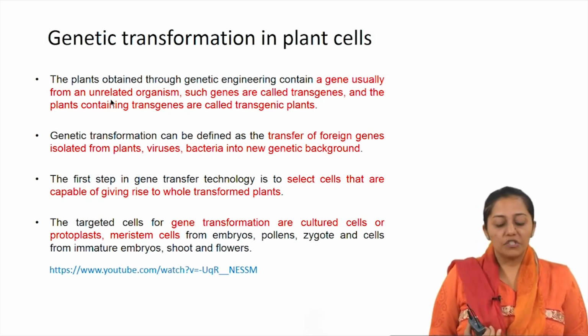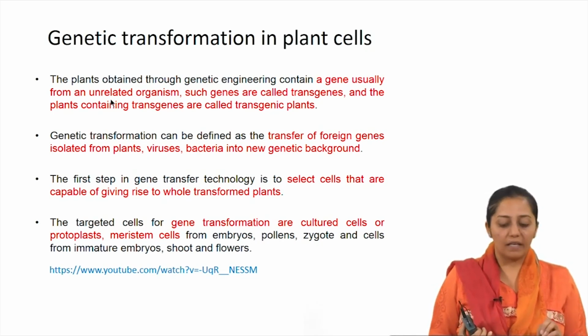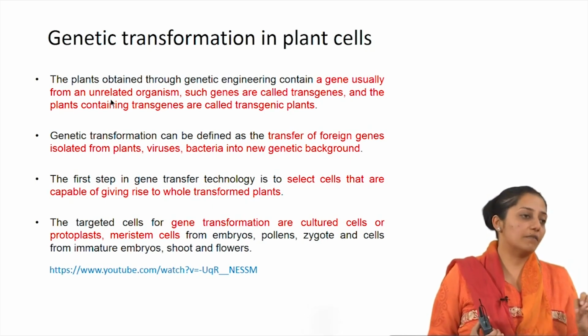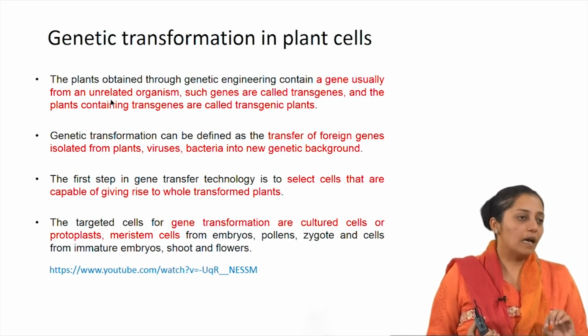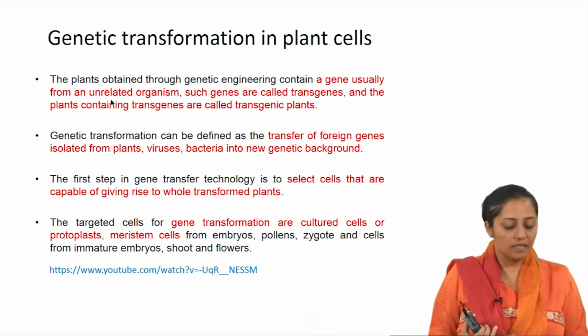The first step in gene transfer is to select the cells that are capable of giving rise to whole transformed plants. So, we will see what are the different ways in which the selection is done and the different ways in which the transformation of plant cells is done.